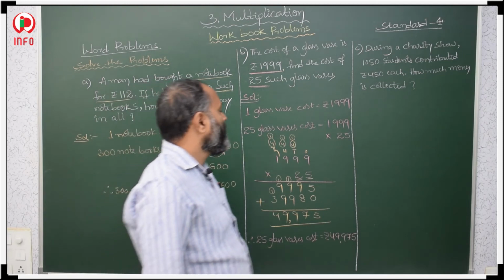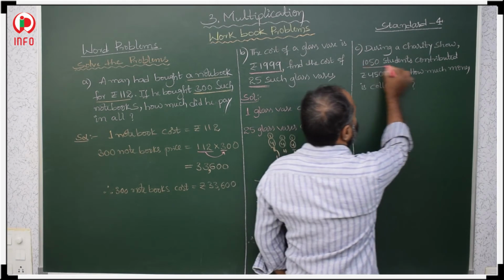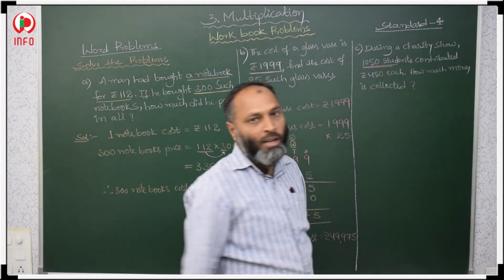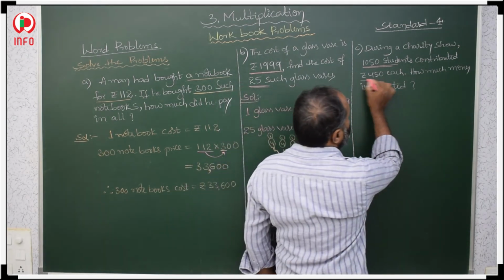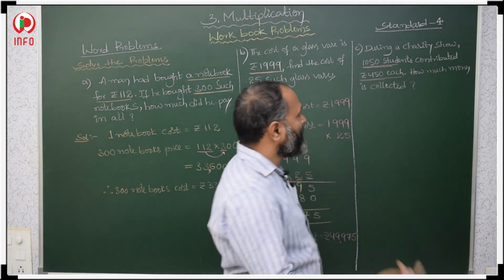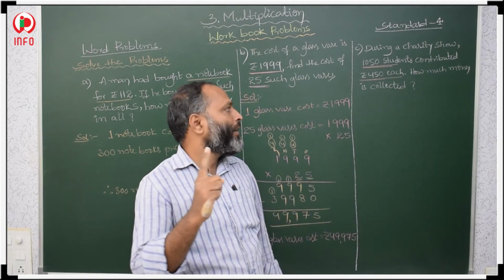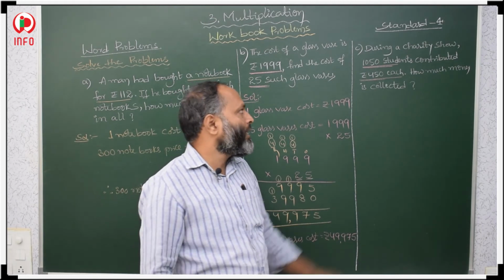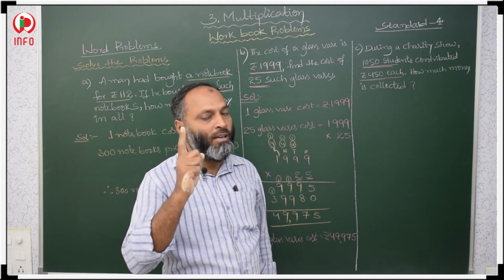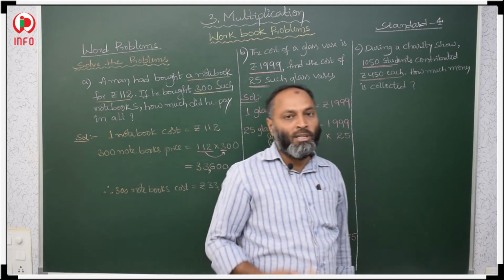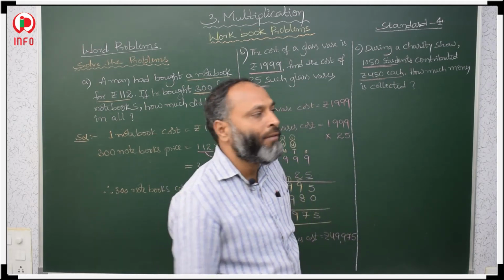Next question: during a charity show, 1050 students contributed. How many? 1050 students contributed. Out of this, 450 each they paid. Each how much did they pay? 450 rupees. So one student paid how much? 450. Then in total, how much did this many students pay? About one student is given. So 1050 he is asking, means one is given and he is asking for more. It means we have to multiply.